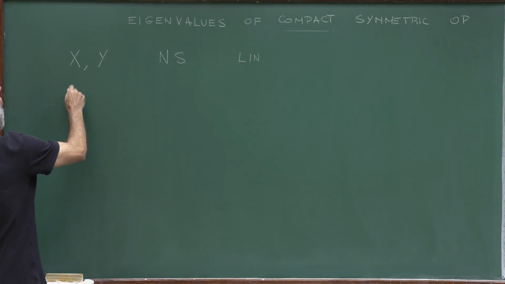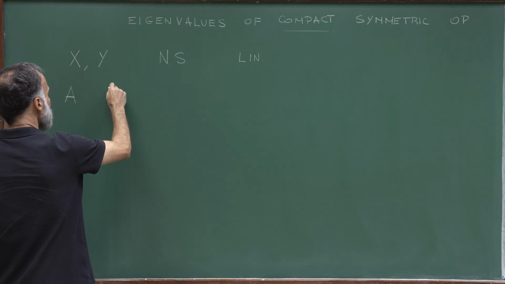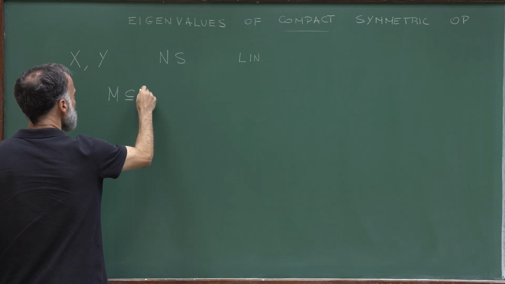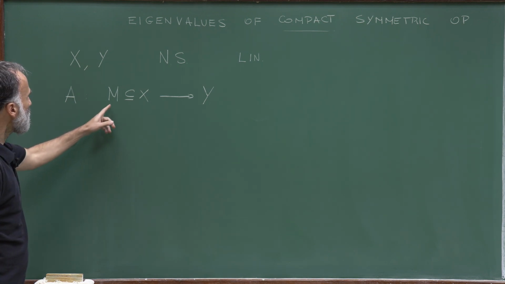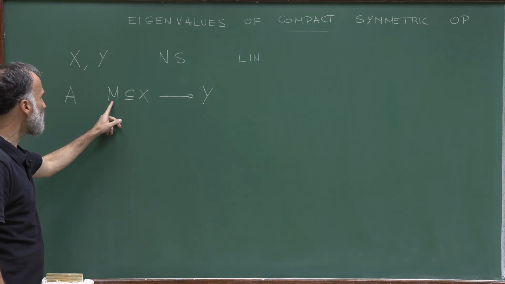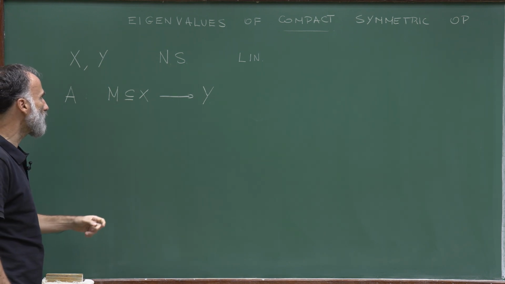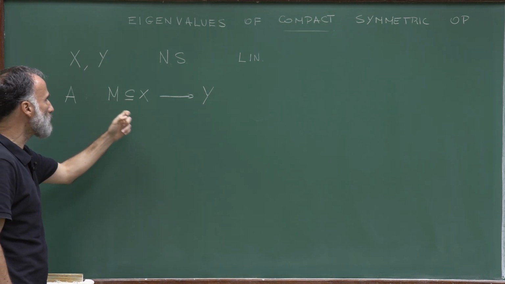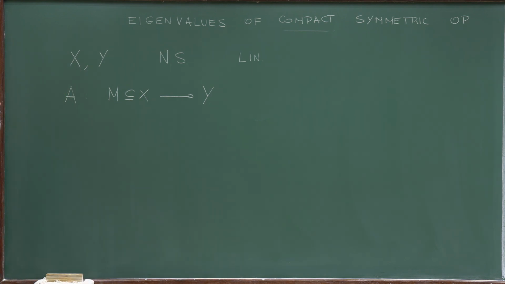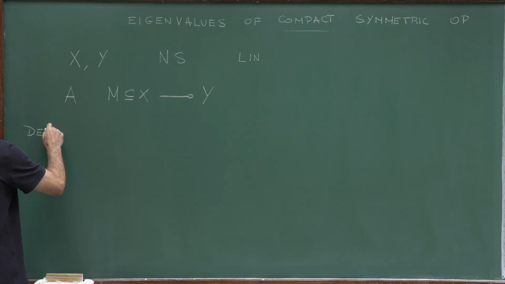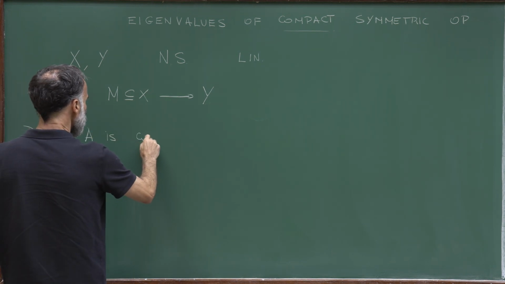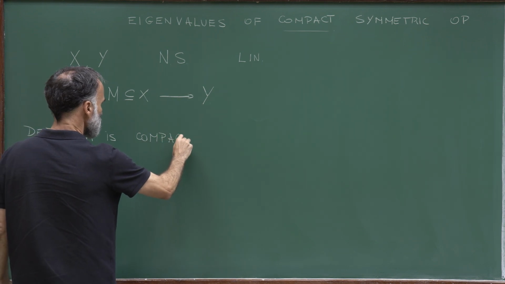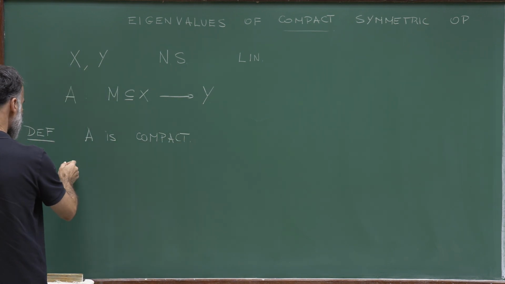And then we have an operator A from a subspace M of X to Y. I'm not assuming here again that M is linear. M is just a subspace of X, and A is defined on this subspace and takes values in another normed space Y. And I will say that A is a compact operator if two conditions are satisfied.